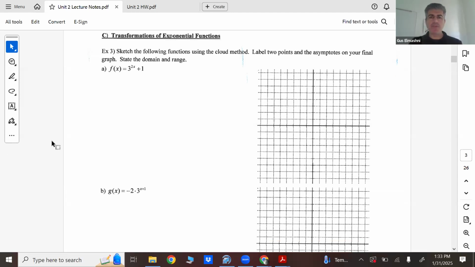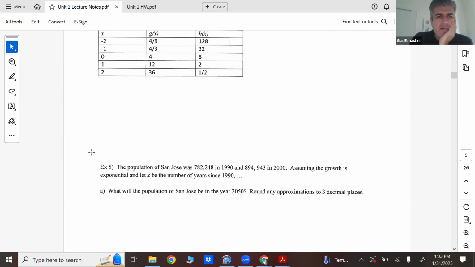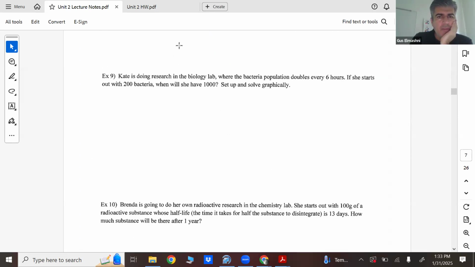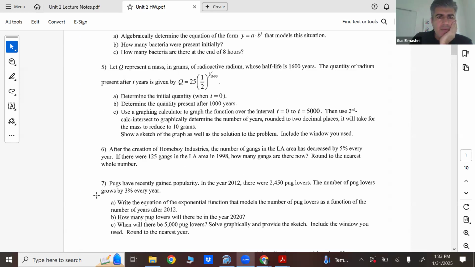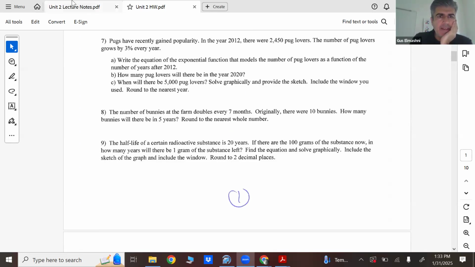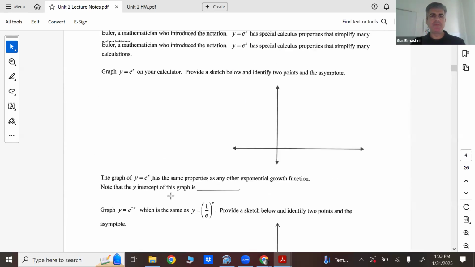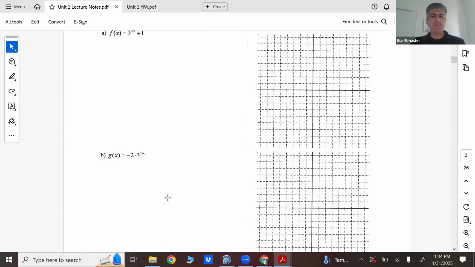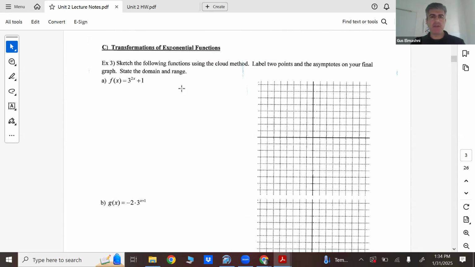Okay, transformations. Let me just take a quick scan of, okay, E. Let me look at the homework too. All right, we'll see how far we can get. There's a lot here, I know. Maybe we won't do all the graphs. I think you'll get the idea after a while. Yeah, maybe we can skip B and do A and C instead. All right, here we go.